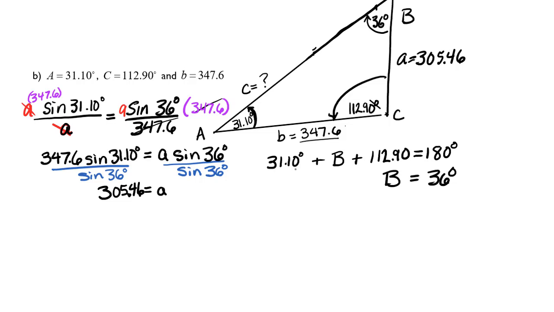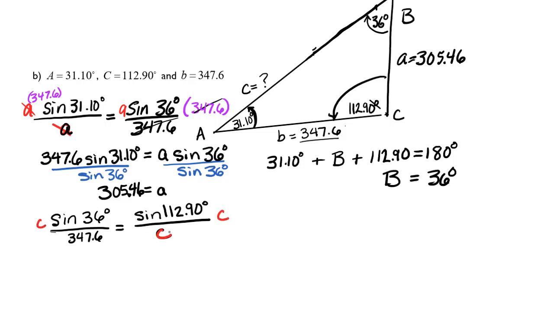Notice we can still set up all the sine laws the exact same way, but now you're going to solve for C. So go ahead and pause the video and give that a try. Welcome back. I'm going to set up sine of the angle I know and the side that was given originally. Sine of B, so sine of 36 degrees over side B, which is 347.6. And I'm going to set that equal to sine of C over C. Sine of C is sine of 112.90 degrees over side C, which we don't know, so we'll just put a C there.